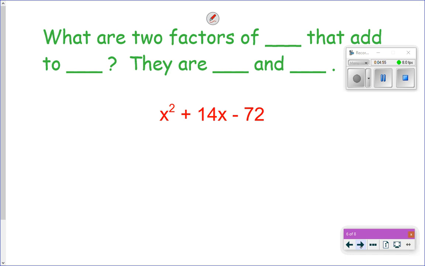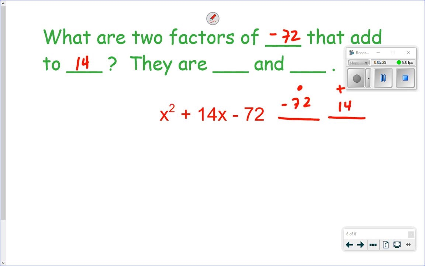Okay, next problem. It says x squared plus 14x minus 72. Step 1 says to look to see if there's a negative sign out front. There is not. Step 2, we can skip this week, look for a greatest common factor. Step 3, multiply A and C, fill in the first blank. So 1 times negative 72, negative 72. And write your B value in the second blank, 14. And I'll do the little shorthand version here.